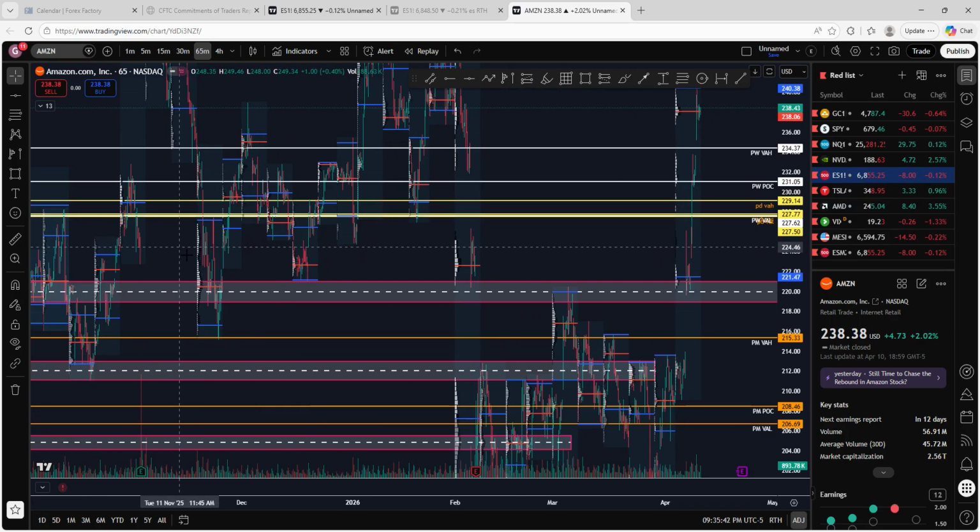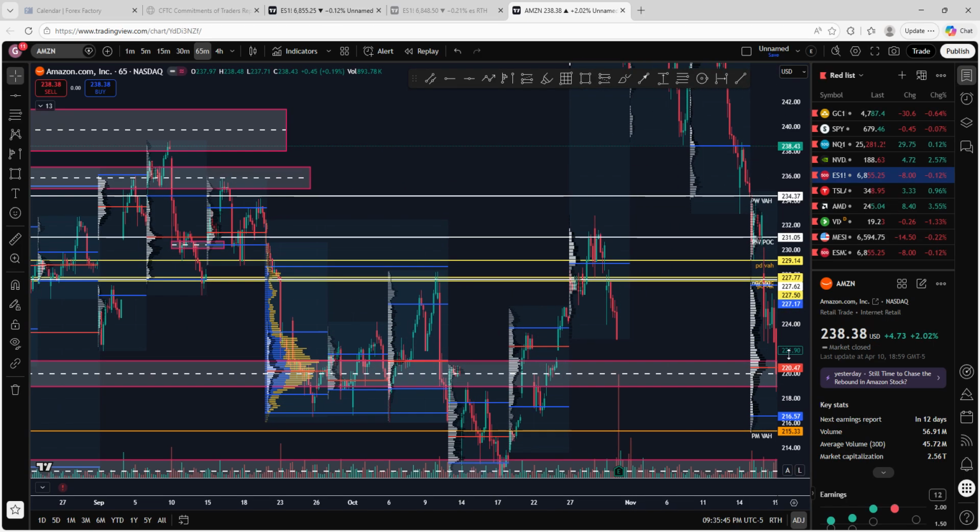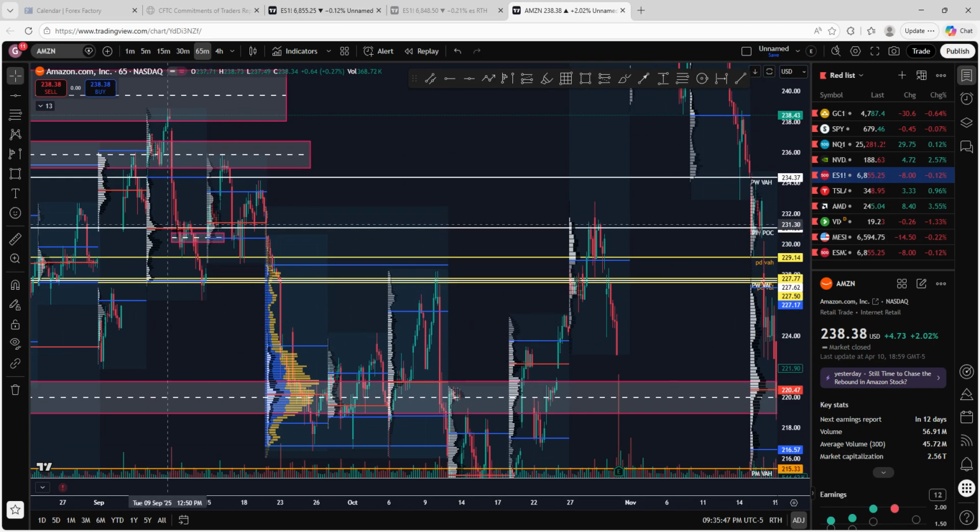So I hadn't charted Amazon, because now I'm looking at these weekly levels. I hadn't charted Amazon since September of 25. The last time I looked at Amazon, these value areas are lining up with this week. So I guess this is the last time I looked at Amazon here. It was September of 2025.